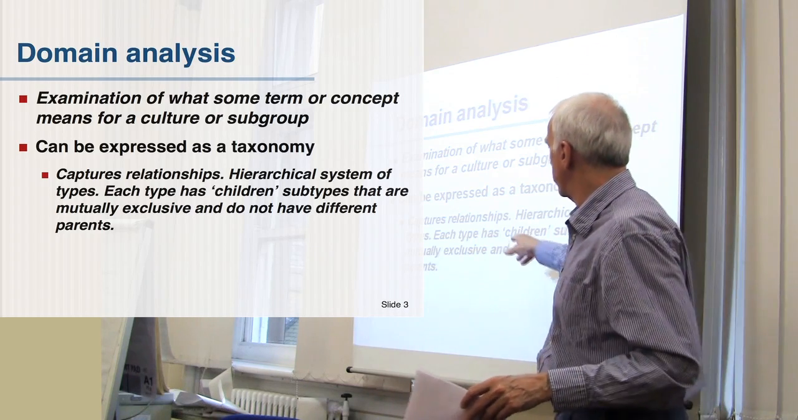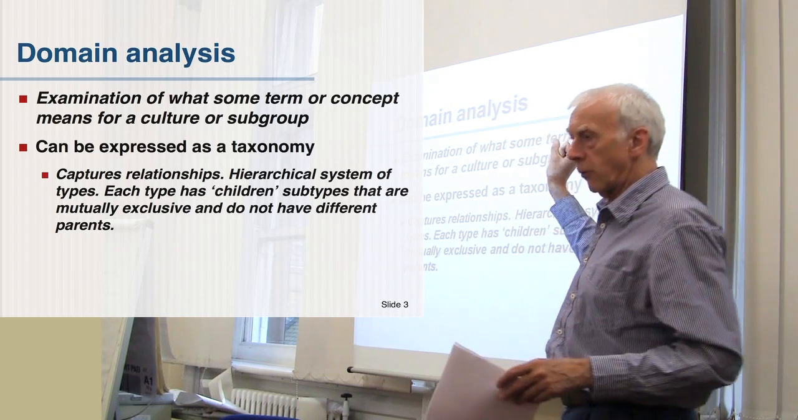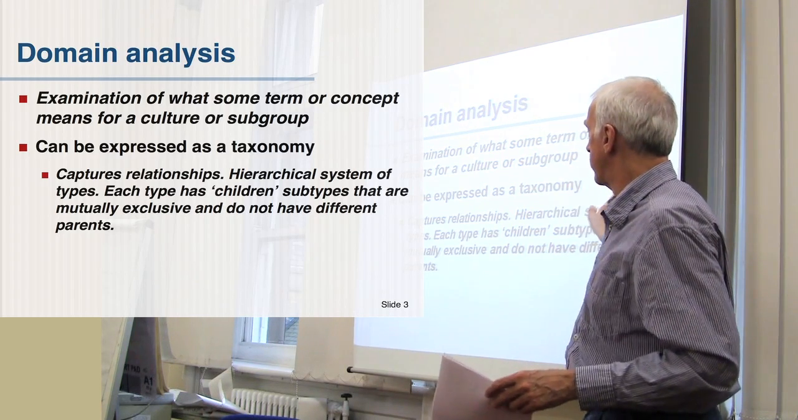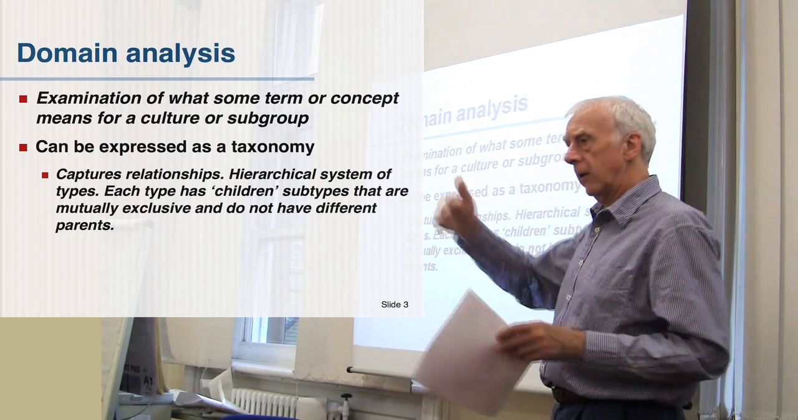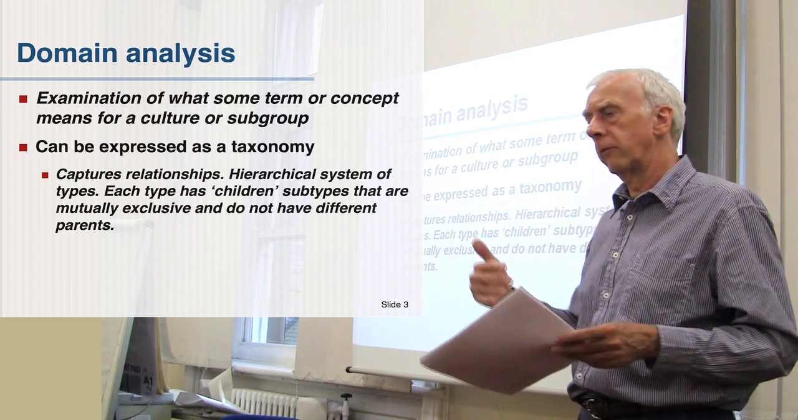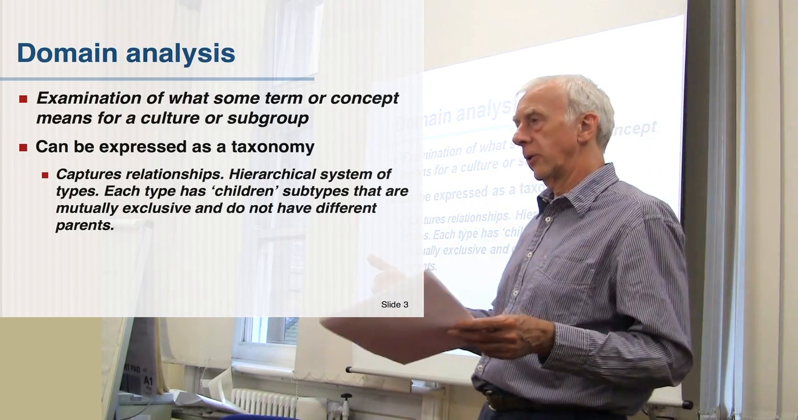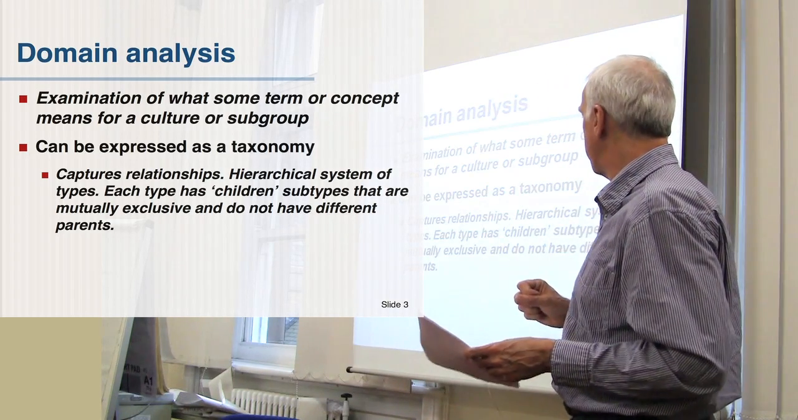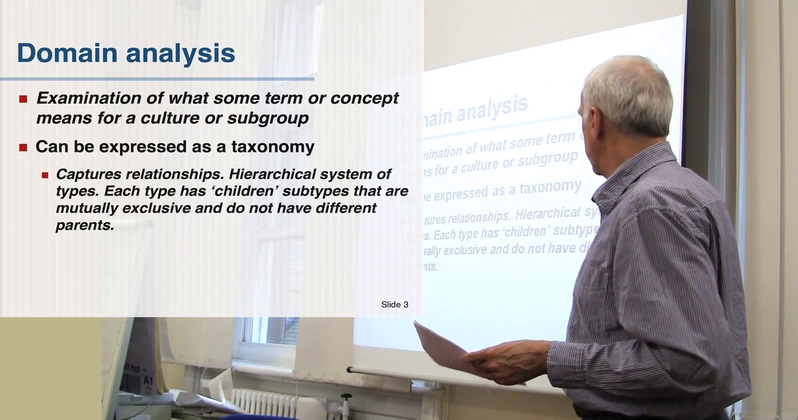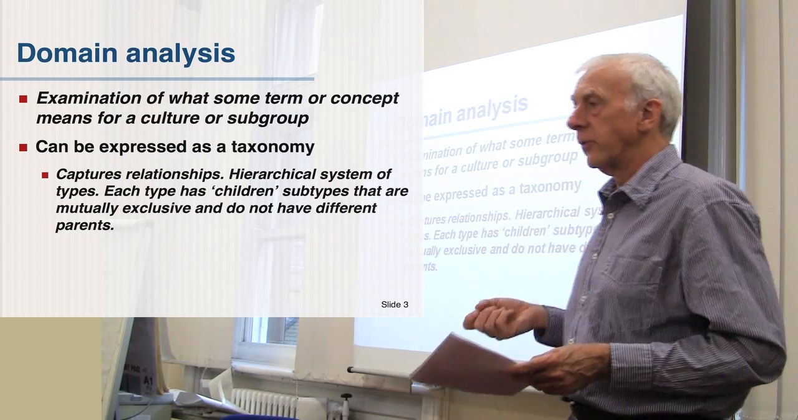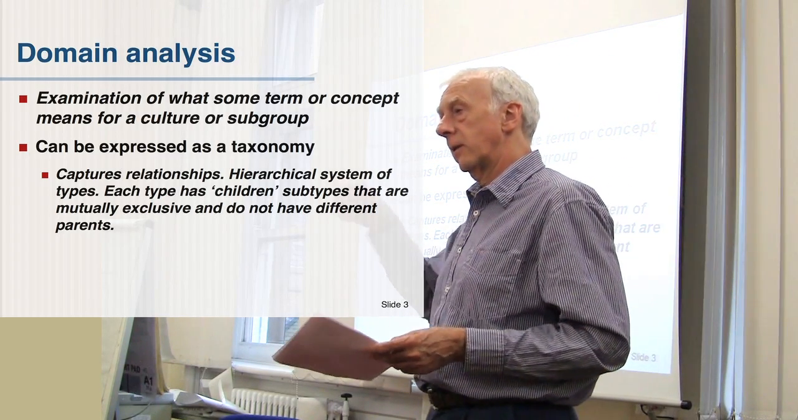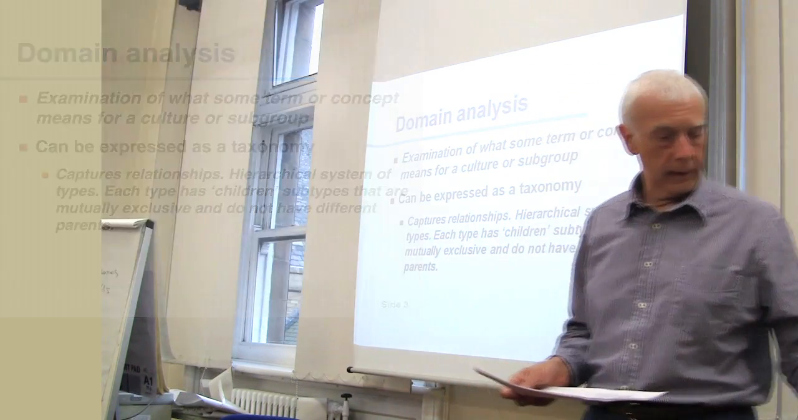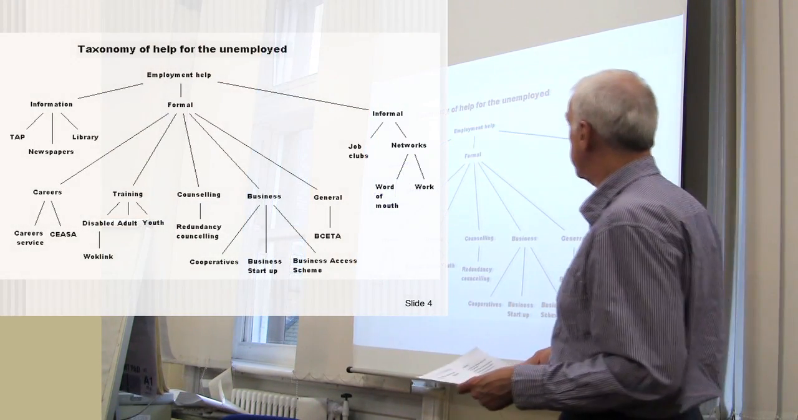So it captures the relationships between objects in the subculture or in the society you're examining. And often a taxonomy is hierarchical. It has these children. This is a terminology I borrow from NVivo, I think. You have parents and children in the tree, so a parent has various children. Children have one parent. And in a taxonomy, the subtypes are usually mutually exclusive, a bit like species in the kind of natural taxonomy. And I'll give an example of that on the next slide.